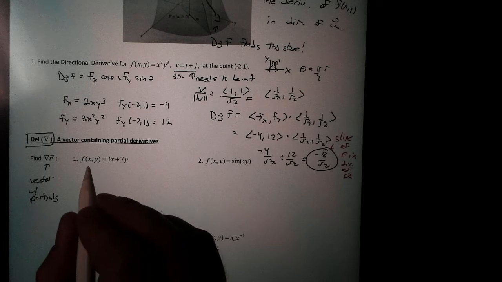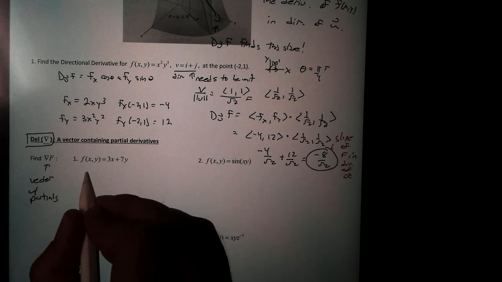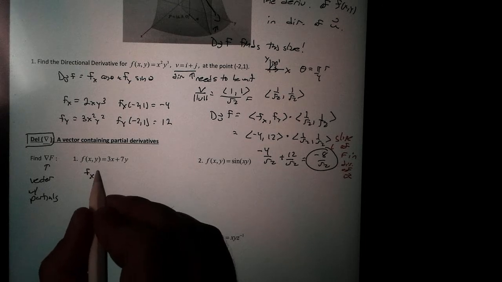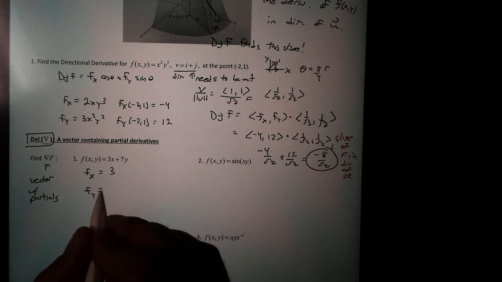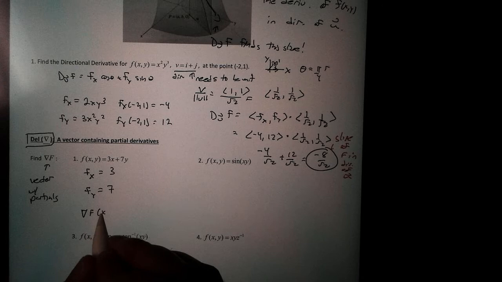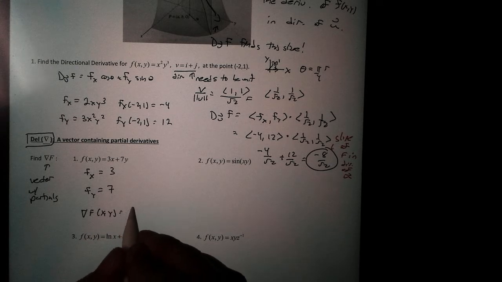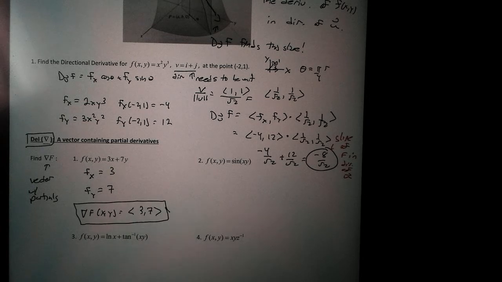So my first one, here's my first function, f of x, y equals 3x + 7y. So the partial with respect to x is 3. The partial with respect to y is 7. So our del f of x, y will be the vector 3, 7. And there we have that.